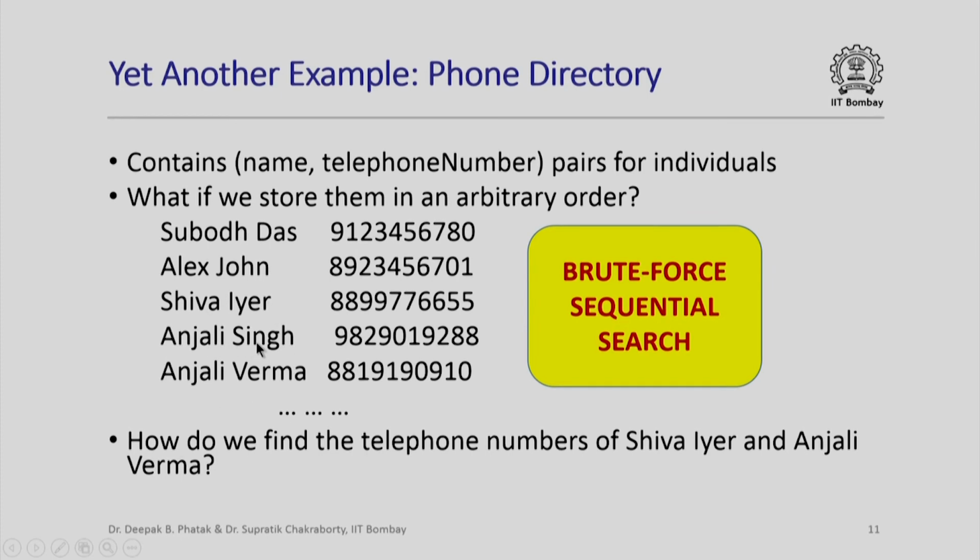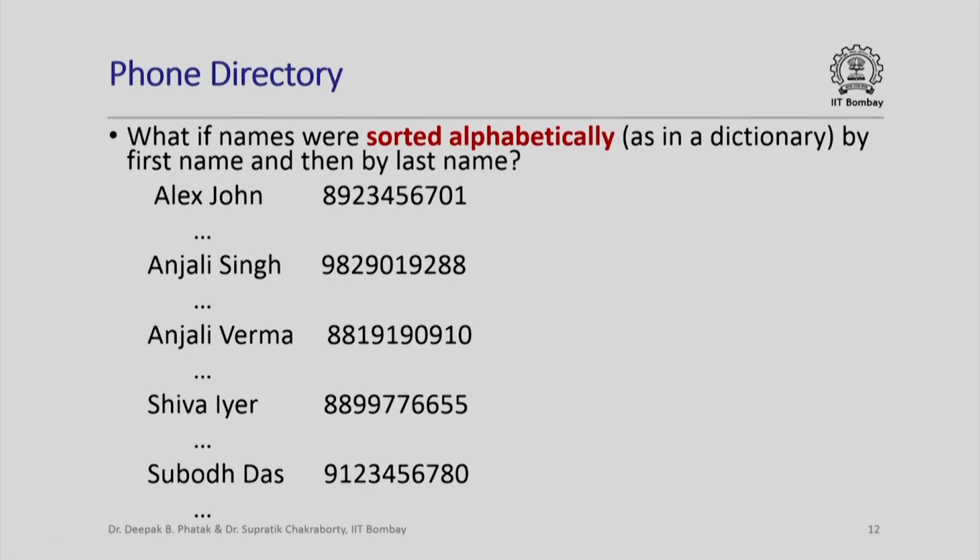Now this is very inefficient computationally, and one could ask what would happen if the names were sorted alphabetically as in a dictionary, by first name and then by last name. So Alex would appear in a dictionary before Anjali because L appears before N and both of them start with A. Similarly, Anjali Singh would appear before Anjali Verma because the first names are the same, but the first letter of the last name here appears before the first letter of the last name here, and then of course Shiva Iyer and Subodh Das might appear, and of course there could be several other names in between.